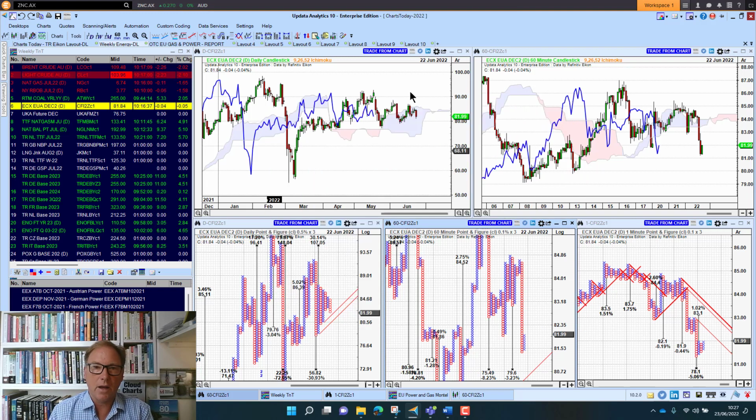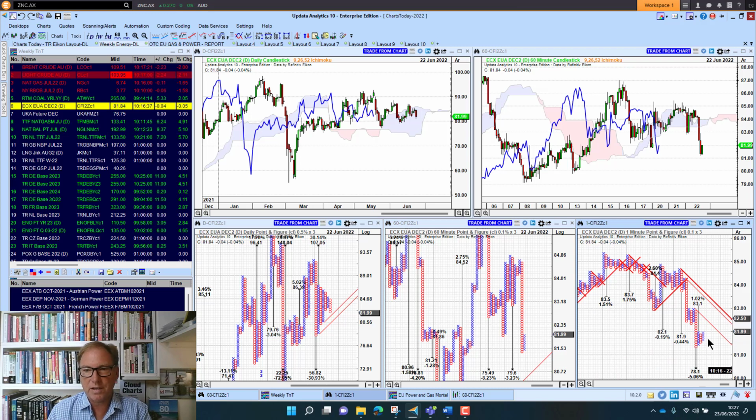Remembering this is my daily chart and my 60-minute chart, so my medium and my long-term view, and then the daily, 60-minute and 1 minute. So if you're trading carbon, these 1 minute charts are absolutely vital, so keep an eye on those.